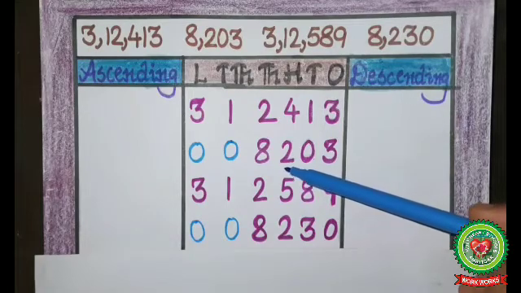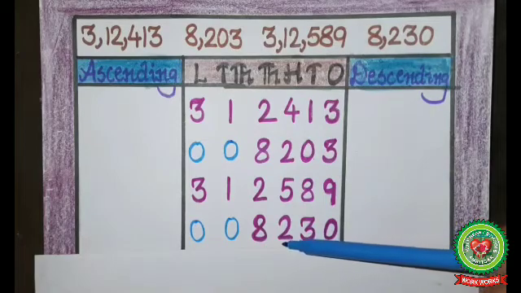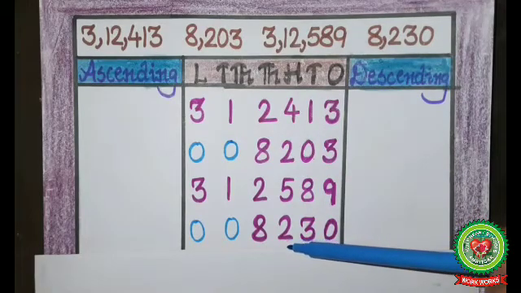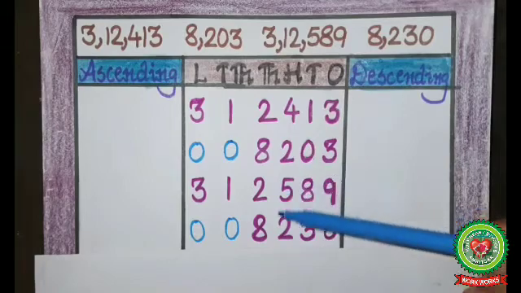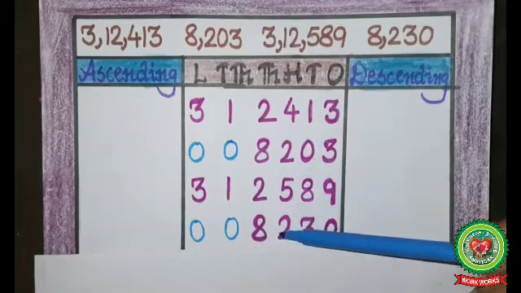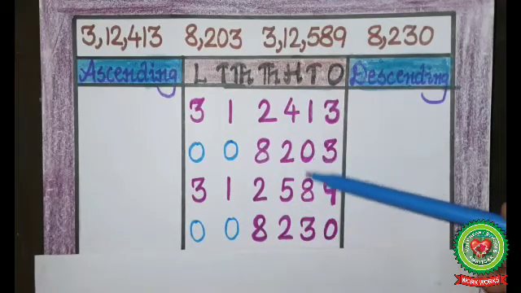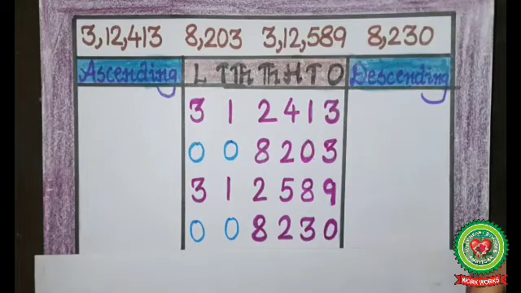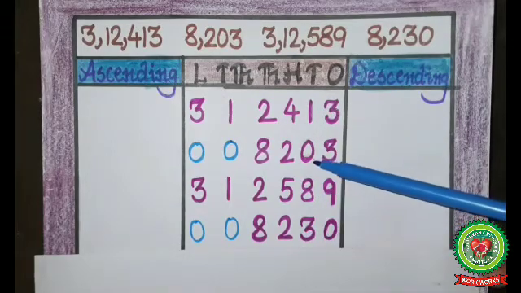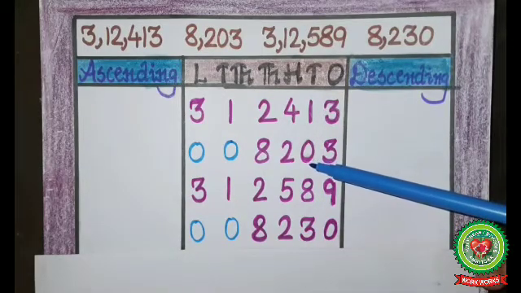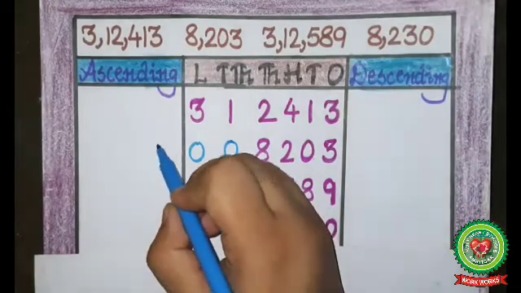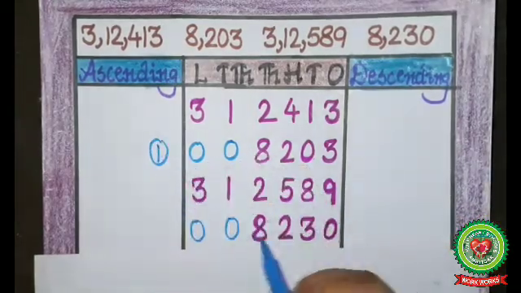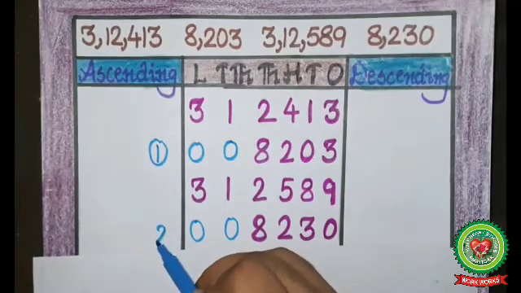Now 2 is at hundreds place in this number, and also in this number 2 is at hundreds place. Again we can't compare. Now we will see the next number, that is number at tens place, that is 0 and 3. Now which is smallest? Yes, 0 is smallest. That means this is number 1 and this is number 2.